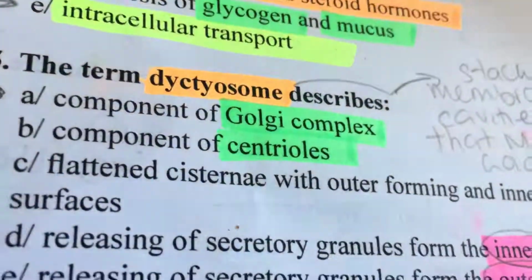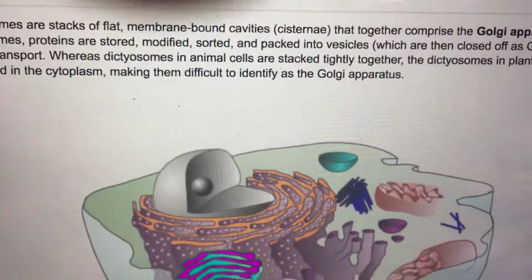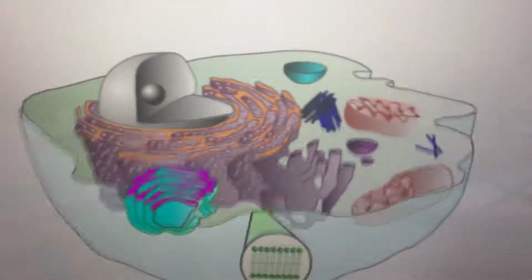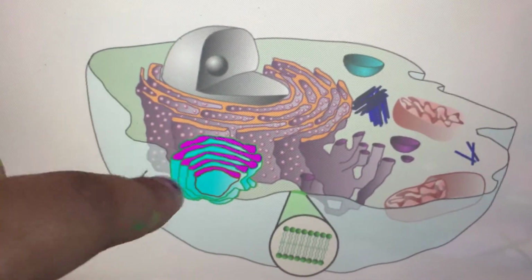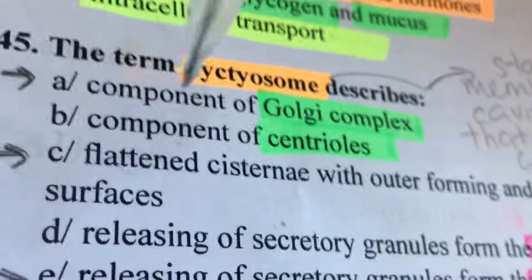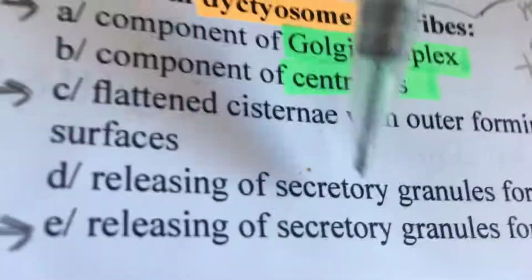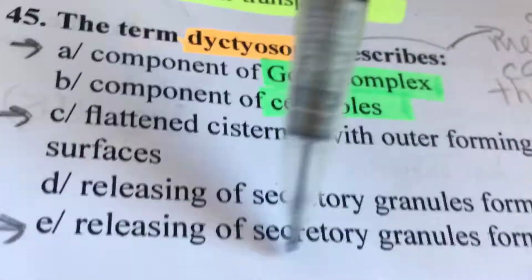Term dictyosome. Okay, what is a dictyosome? Here is a visual representation of a dictyosome. Dictyosomes are stacks of flat membrane-bound cavities or cisternae that together comprise the Golgi apparatus. So that's what makes up our Golgi. Component of Golgi complex, yes. Component of centrioles, no, that's a different organelle. Flattened cisternae with outer forming, inner secreting, yes. And it releases secretory granules from the outer surface.